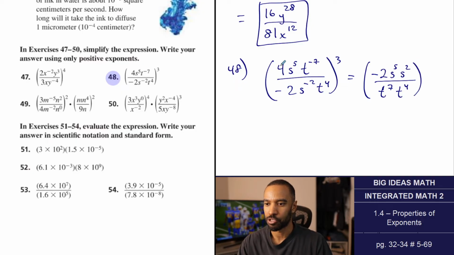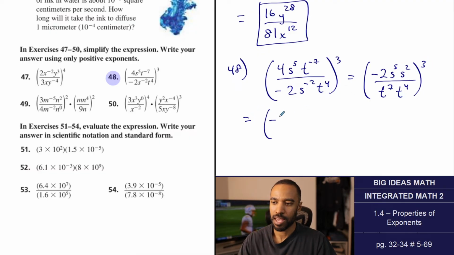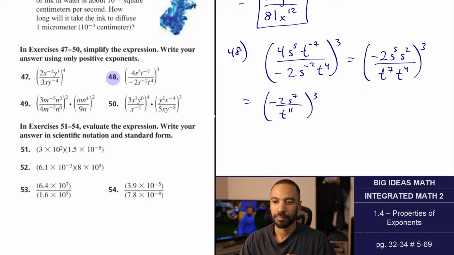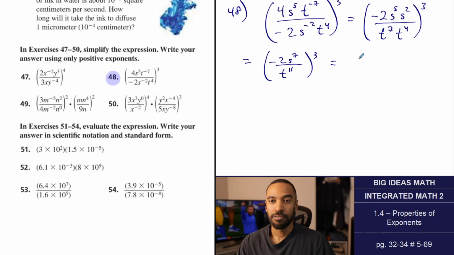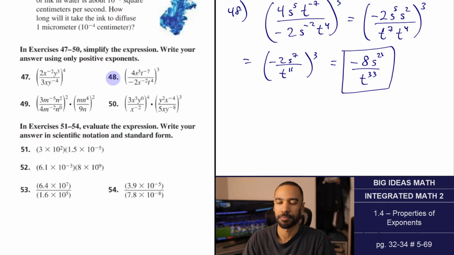Remember, 4 over negative 2 already became negative 2, and that's in the numerator. Now, s to the 5th times s squared is s to the 7th, and t to the 7th times t to the 4th is t to the 11th, cubed. Negative 2 cubed is negative 8. S to the 7th cubed is s to the 21st, and t to the 11th cubed is t to the 33rd. And that should be a result.